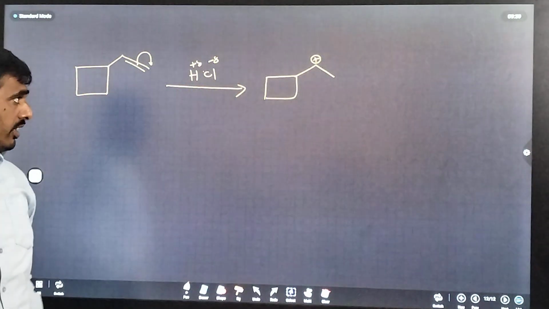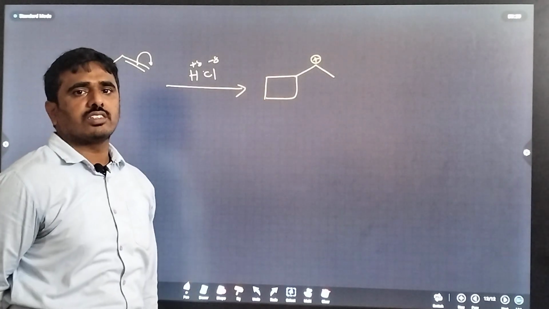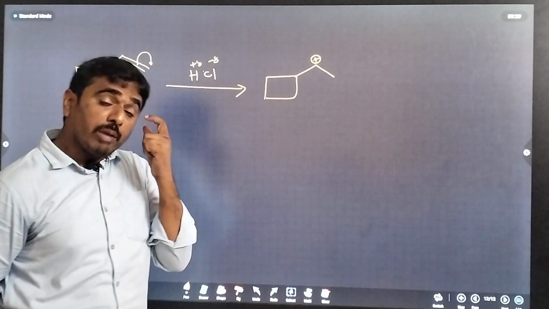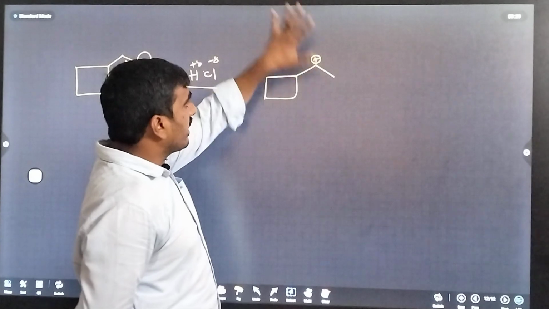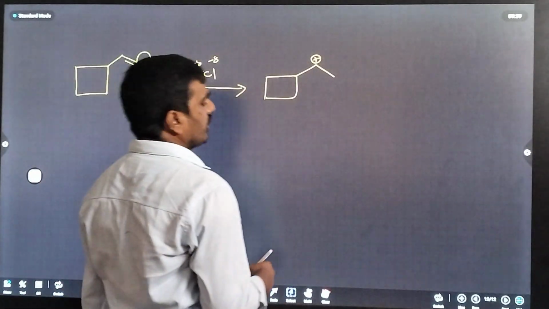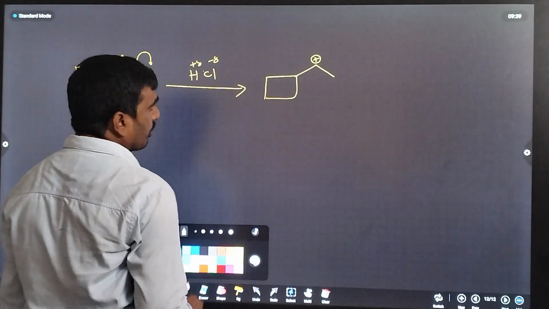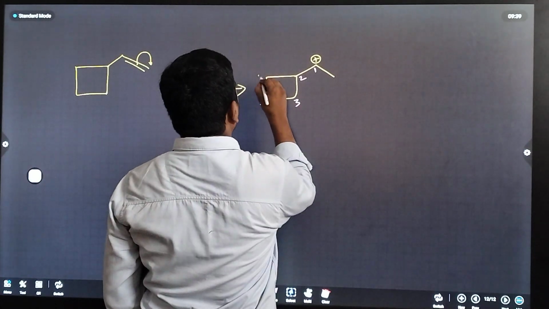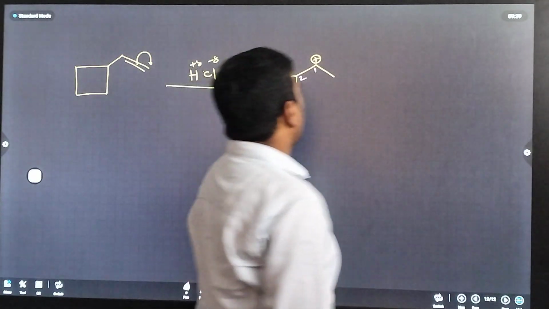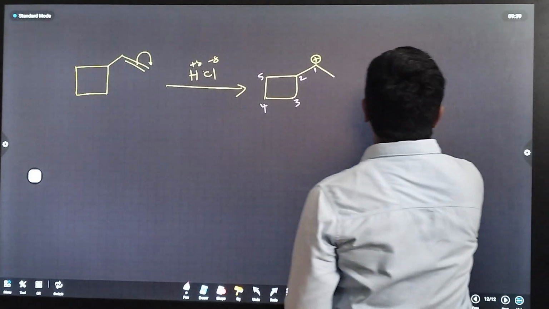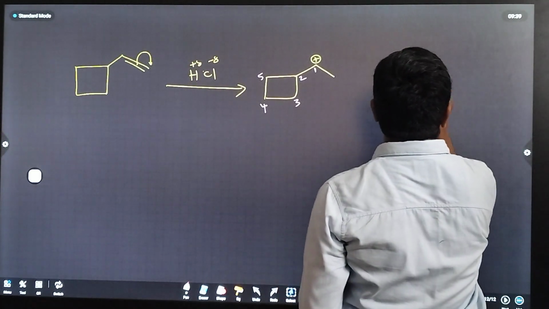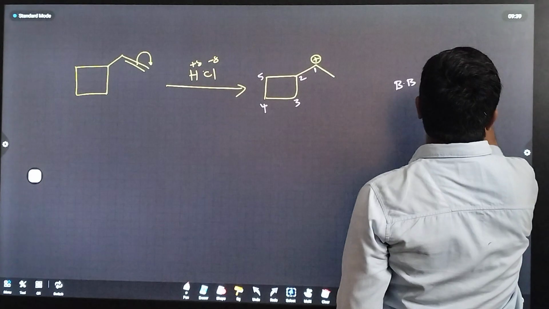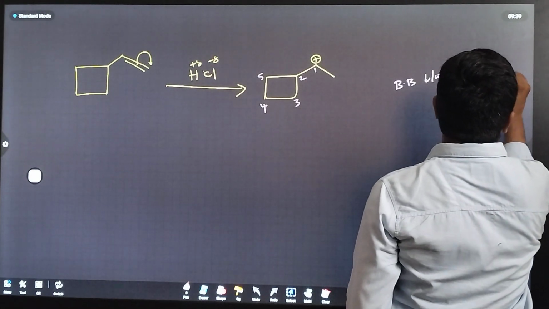a carbocation. This is the 4-membered ring. Generally 4-membered rings are less stable when compared to 5-membered and 6-membered rings, so here ring expansion is possible. How is ring expansion possible? Here this is the first carbon, second, third, 4, 5, five carbons. Here bond breaking takes place between the 2 and 3 carbons.